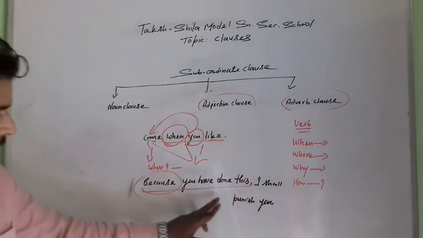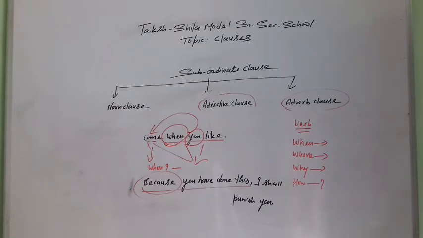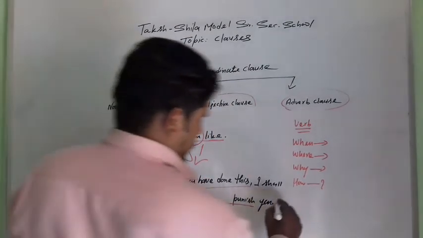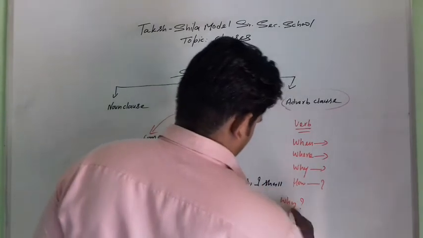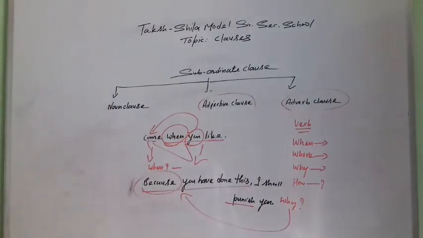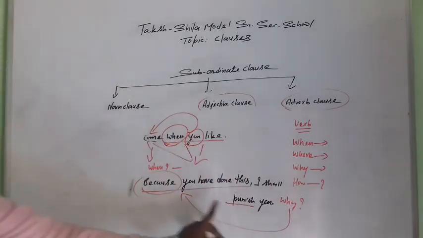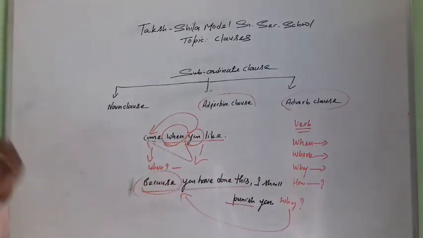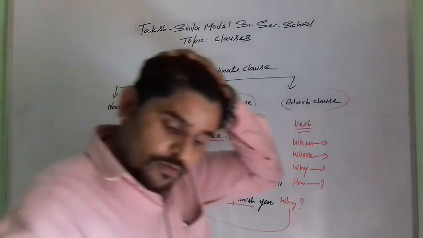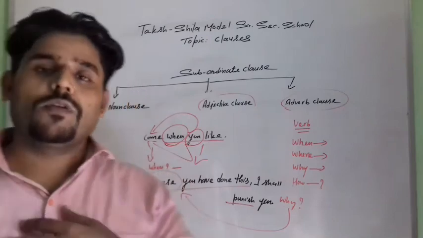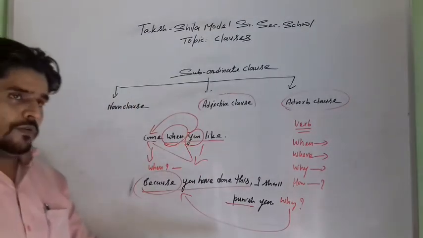And why shall I punish you? Ask the verb. Punish. Why shall I punish you? Because you have done this. So this is an adverb clause of reason. It asks why, this is an adverb clause of reason, right? So students, we can simply find out the clauses given in a sentence, whether it is a noun clause, adjective clause or adverb clause, right?